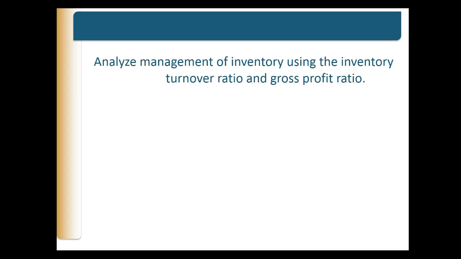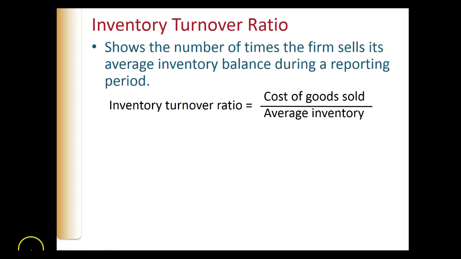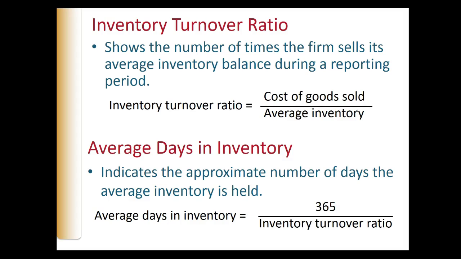Next, we're going to analyze management of inventory using the inventory turnover ratio and gross profit ratio. The inventory turnover ratio shows the number of times the firm sells its average inventory balance during a reporting period. It is calculated as cost of goods sold divided by average inventory. The amount for cost of goods sold is obtained from the current period's income statement. Average inventory equals the average of inventory reported in this period's and last period's balance sheets.